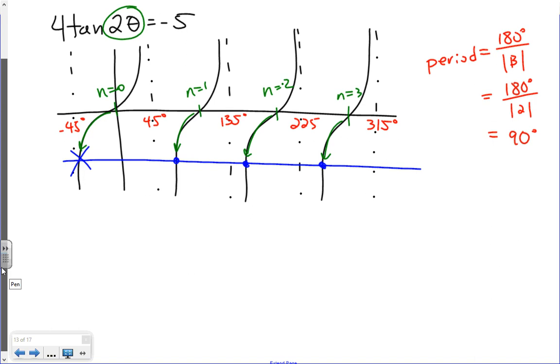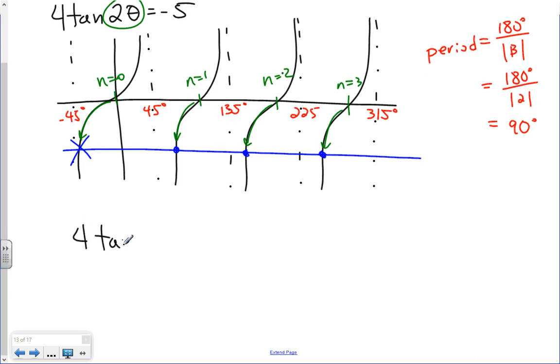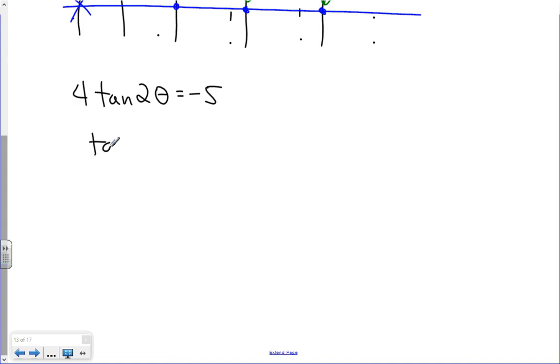So we've got 4 tangent of 2 theta is equal to a negative 5. All right, we're going to go through and solve this the same way we've seen how we solve these, whether it's in terms of sine or cosine, or in this case, tangent. Go through the same steps. First step is to divide by the 4, so I'll end up with the tangent of 2 theta is equal to a negative 5 over 4. Or if you want to rewrite that, negative 5 over 4 is a negative 1.25. You can write it that way if you want to. As long as it's a nice number, I'd say that's okay to do.